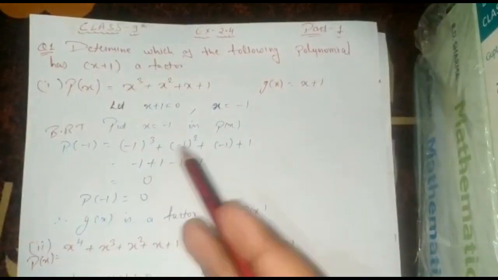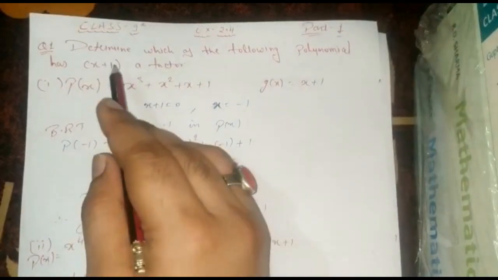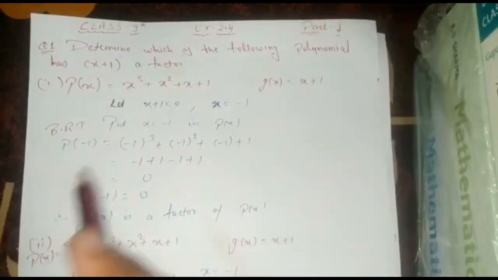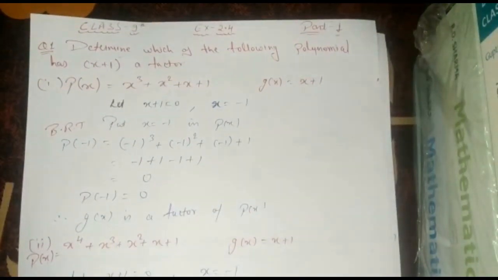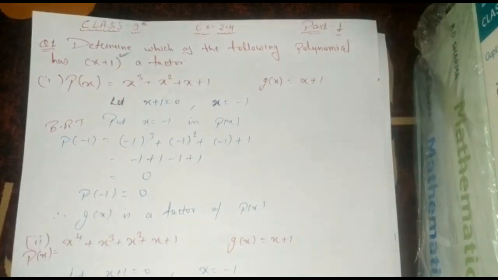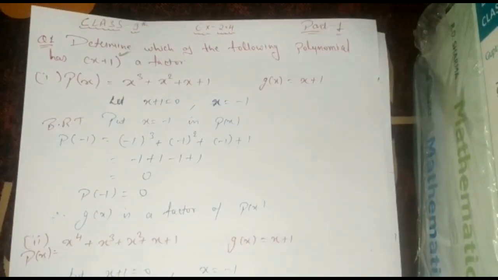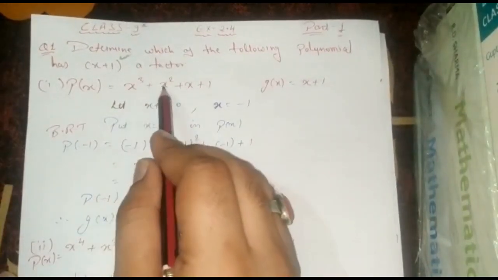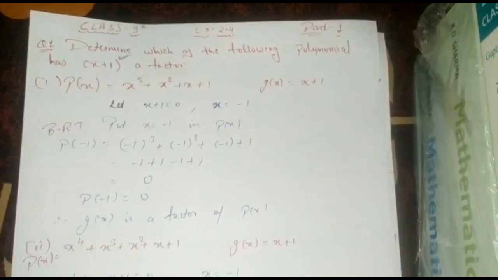Here we have 3 parts in this question, and we have to check whether x plus 1 is a factor of these polynomials or not. The same factor is given for all the polynomial functions. First, the first polynomial function is x cube plus x square plus x plus 1.